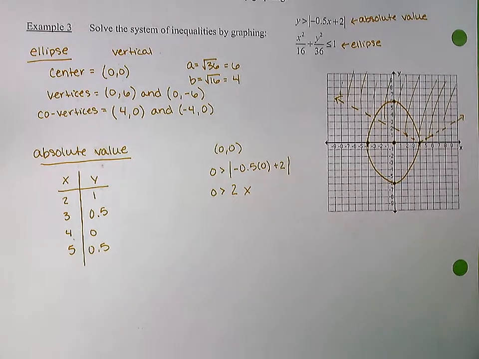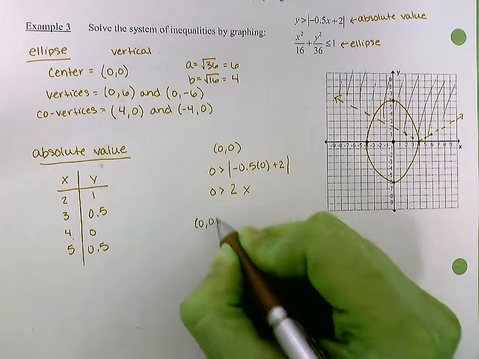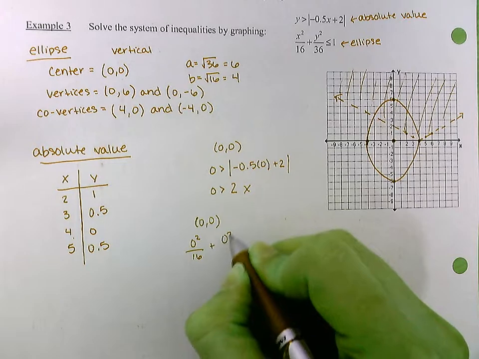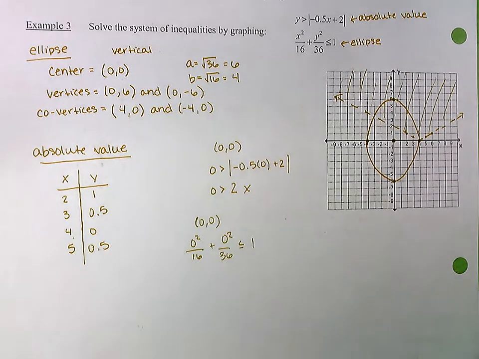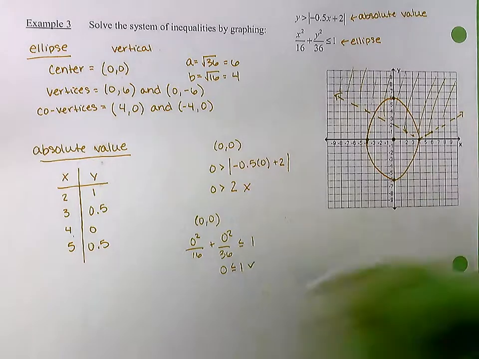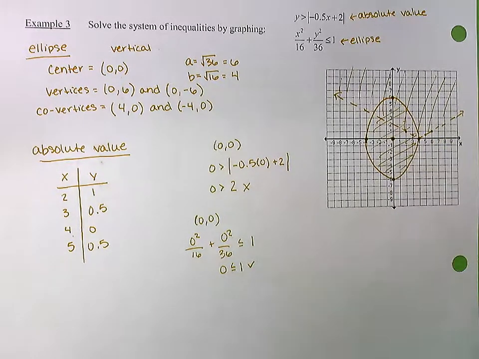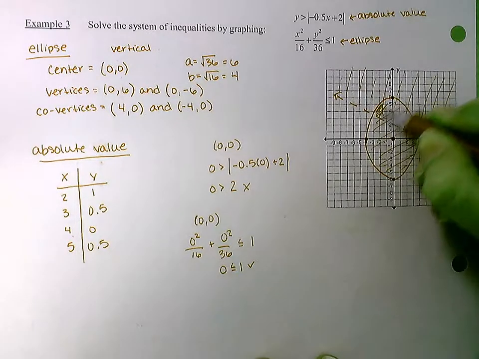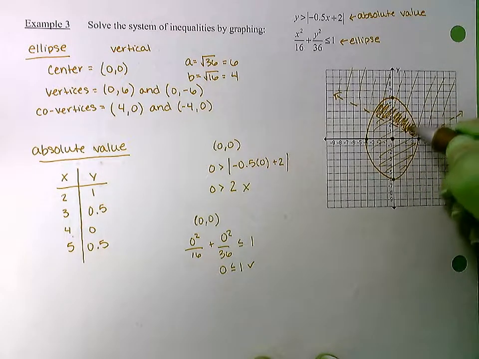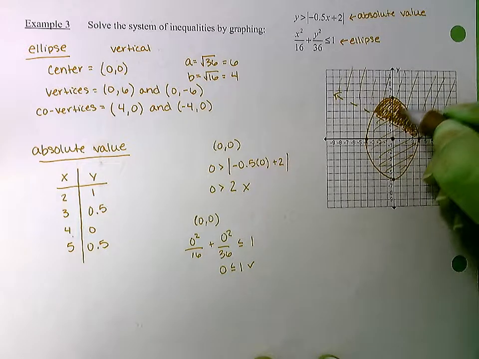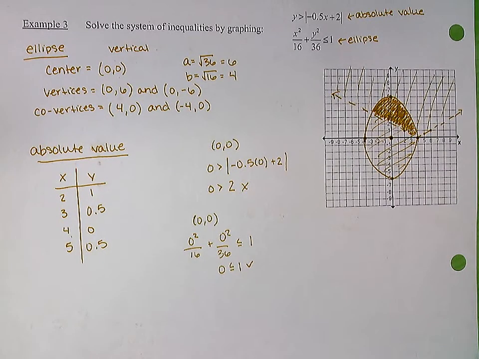And again, just do it lightly. And then picking 0, 0 for my ellipse, I have 0 squared over 16 plus 0 squared over 36 is less than or equal to 1. Is 0 less than or equal to 1? Yes, that means I'm shading inside of my ellipse. Now again, we need to see where those shaded areas have in common. That would be this portion right here, and I'll just shade that darker. And that would be your solution set for that problem.